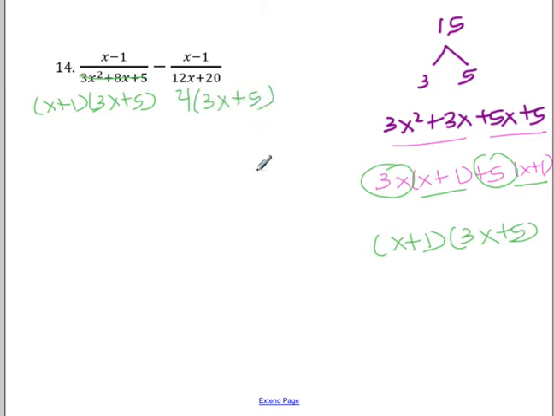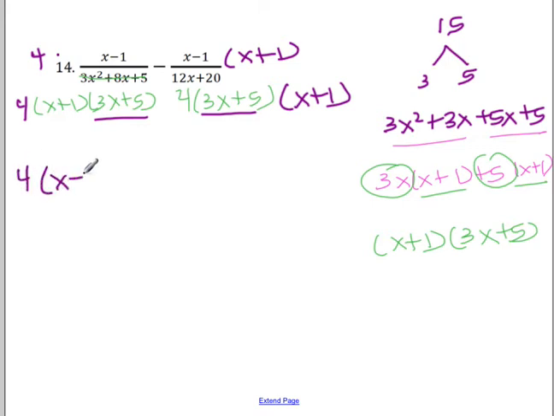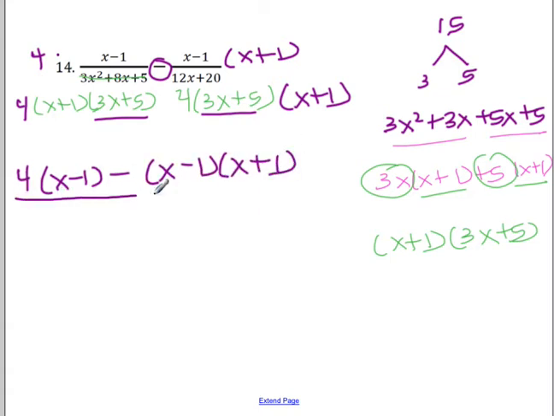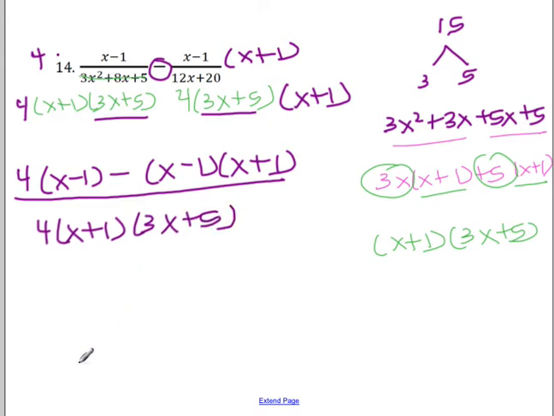Now if I want to make my denominators the same, I need to think, well, what do I need to have? Right now I both have a 3x plus 5, so over here I need a 4, so I need to multiply by 4 on the top and the bottom. And now I'm missing an x plus 1, so I need to multiply by x plus 1. Okay, so simplifying, it's 4 times x minus 1 minus, don't forget that negative, x minus 1 times x plus 1, all over 4 times x plus 1 times 3x plus 5. So now I would distribute.